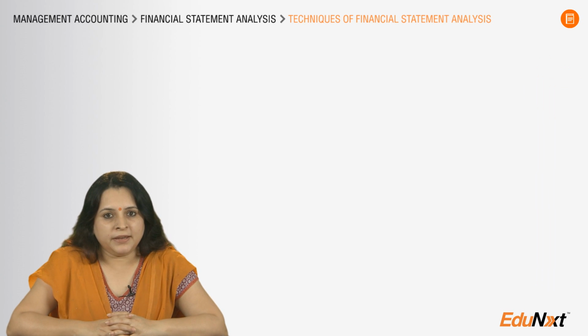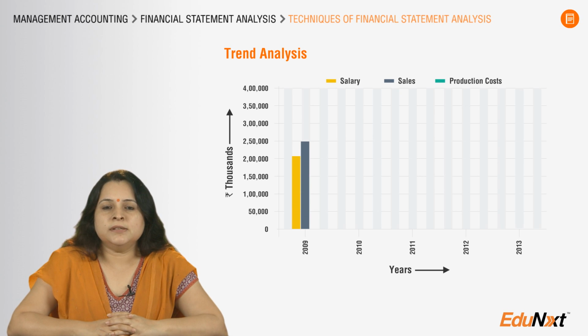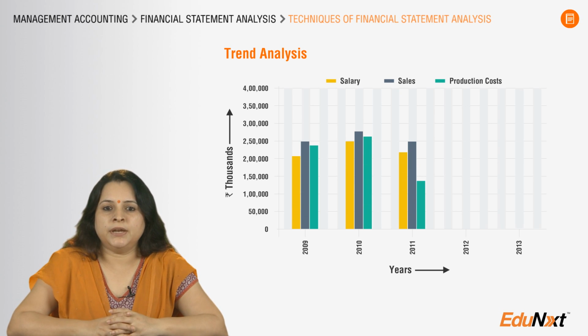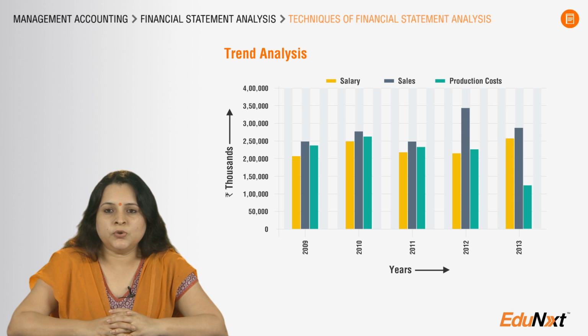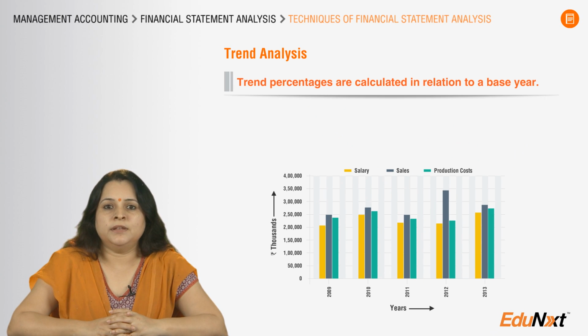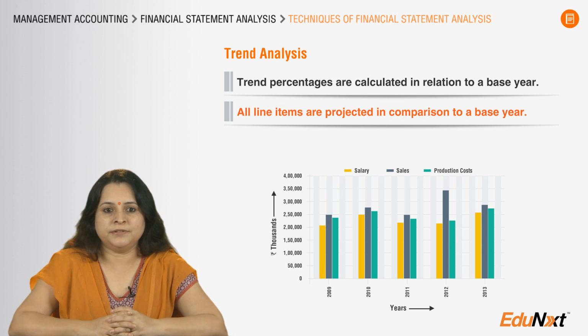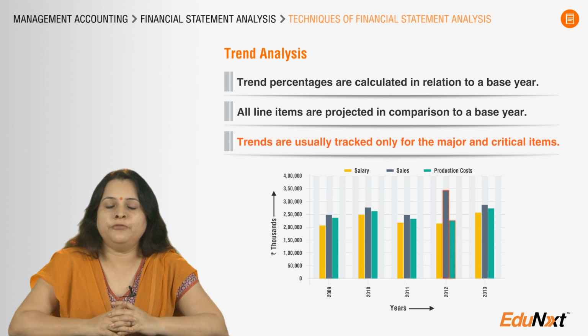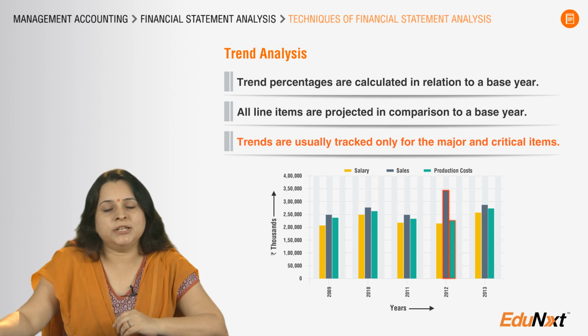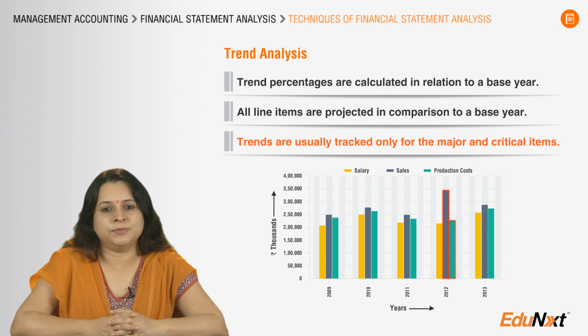Moving on to the second technique of financial statement analysis, trend analysis. Trend analysis involves making a comparative study of financial statements over several years. The trend percentages are calculated in relation to a base year. All line items are projected in comparison to that base year by assuming each line item as 100. Trends are usually tracked only for the major and critical items in the financial statements so that the important changes are highlighted to the top management.